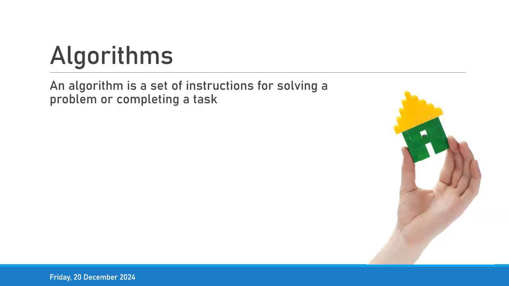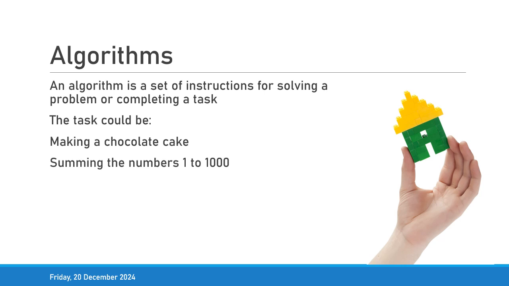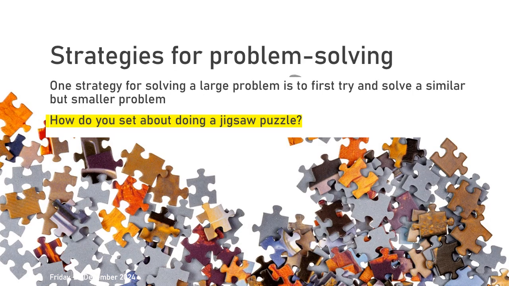Let's start though with just thinking about what algorithms are again. They're a set of instructions for solving a problem or task, right? And that task could be anything from making a chocolate cake to summing the numbers from 1 to 1,000 to building a Lego model. Regardless of what those instructions are, as long as those instructions get something done, that is an algorithm.